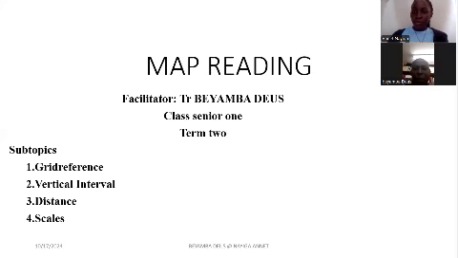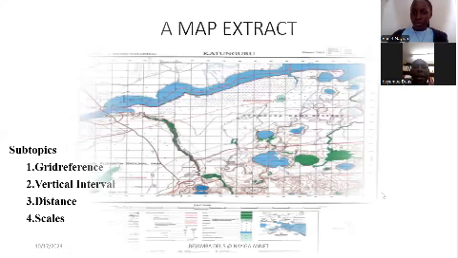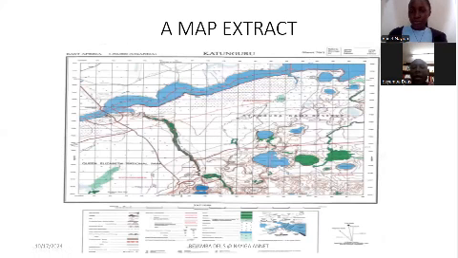We're going to see the map work, and this is a sample of the map extract, got from Katunguru. This map work has different symbols. It has a scale, it has the grid difference, it has the vertical intervals. So basing on that, we're going to look at the subtopics in it.